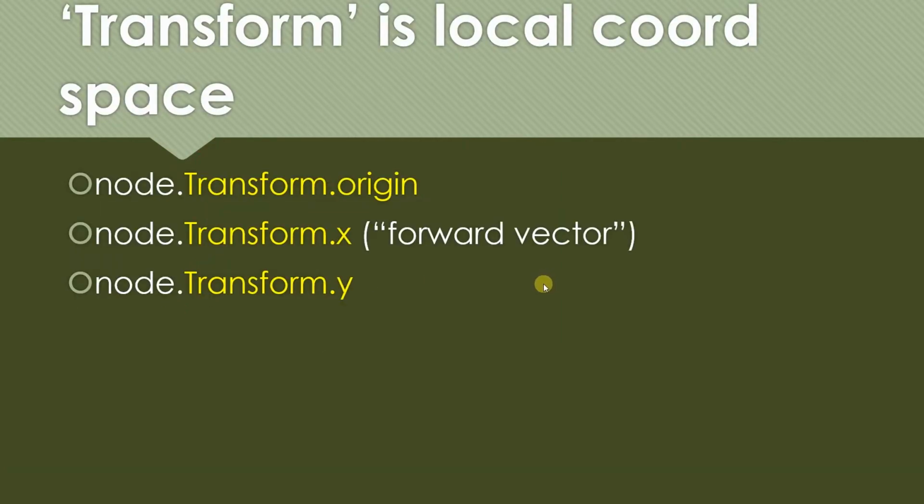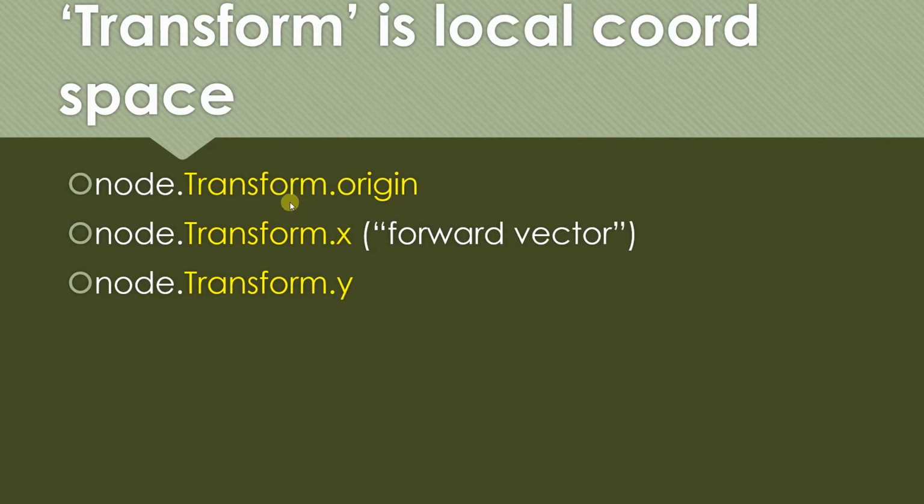Okay, so notice that every node in your hierarchy has a local coordinate space. Well, the transform object of that node kind of represents all the information needed for its local coordinate space. How do you access the transform or the local coordinate space of a node? Well, it's just its transform property. So node.transform. Whatever the name of your node is, put a dot and access its transform property, okay?